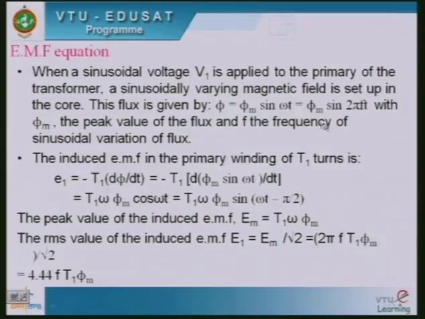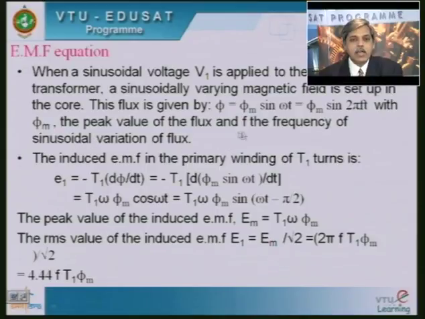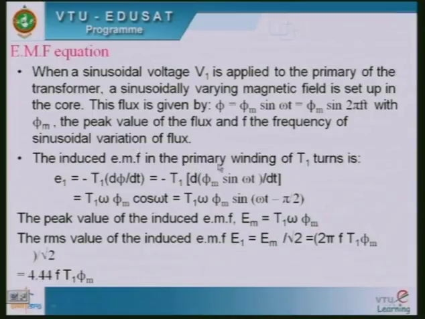The supply frequency and the frequency with which this magnetic flux alternates will be the same. The flux has a maximum or peak value of phi m, and the frequency, as I mentioned, will be equal to the supply frequency. Therefore we can say that the magnetic flux produced by the primary winding in the core is alternating in nature, and it is following a sinusoidal curve. Now the induced EMF in the primary winding of T1 turns is given by this expression, E1 is equal to minus T1 d phi by dt.